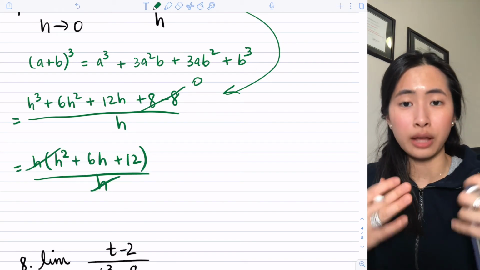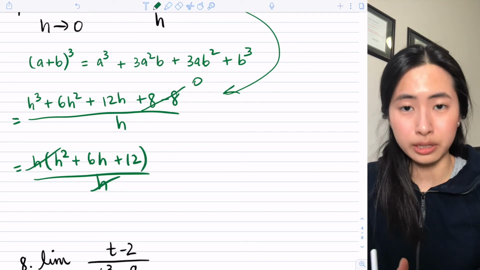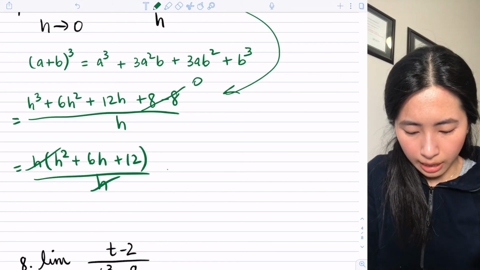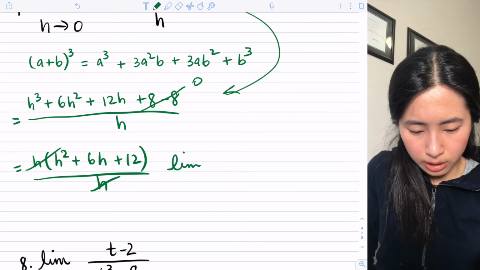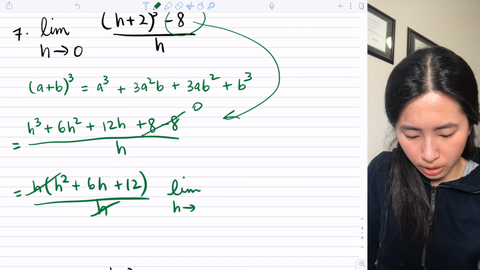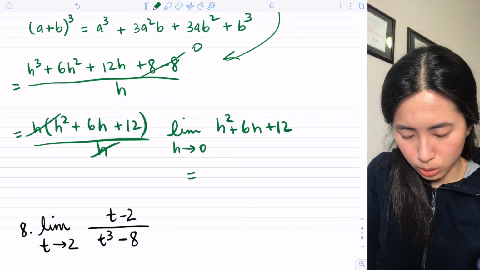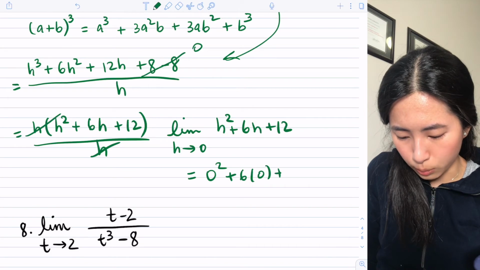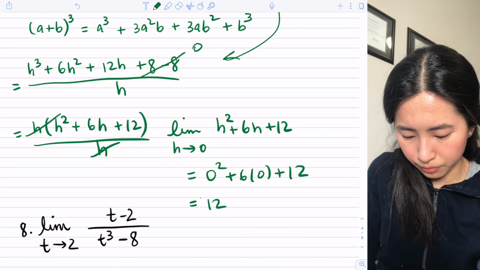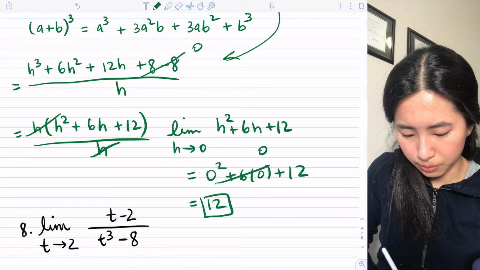Therefore, we can cancel out h and be left with h^2 + 6h + 12, and then we take the limit as h approaches 0 of h^2 + 6h + 12, and we just apply direct substitution. So we would have 0^2 + 6 times 0 + 12, and then we would just get 12. So the limit is 12.